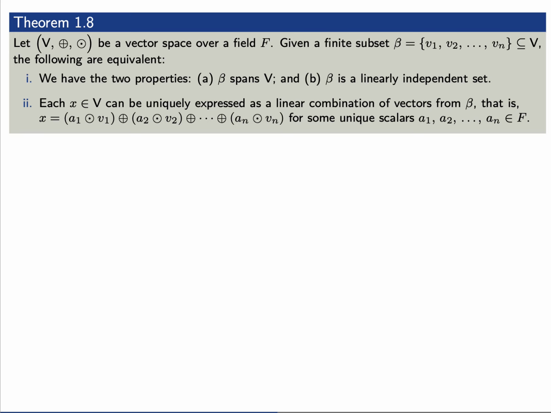Let's say that V is a vector space and we have a basis beta. The concept of a basis is that the following two statements are equivalent for any given subset. First, this subset spans V and is a linearly independent set. And second, every vector x can be expressed as a unique linear combination of vectors from this set beta.